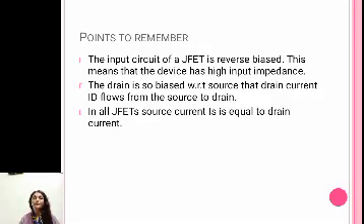So the point to remember is that the input circuit of a JFET is reverse biased. That is the advantage of a JFET over ordinary transistors. This means that the device has high input impedance, and the drain is so biased with respect to the source that drain current flows from the source to the drain. And the third point: in all JFETs, source current is equal to drain current. So these are the three points which you have to remember. In a later lecture, we will talk about the working of a JFET and more. Thank you so much.